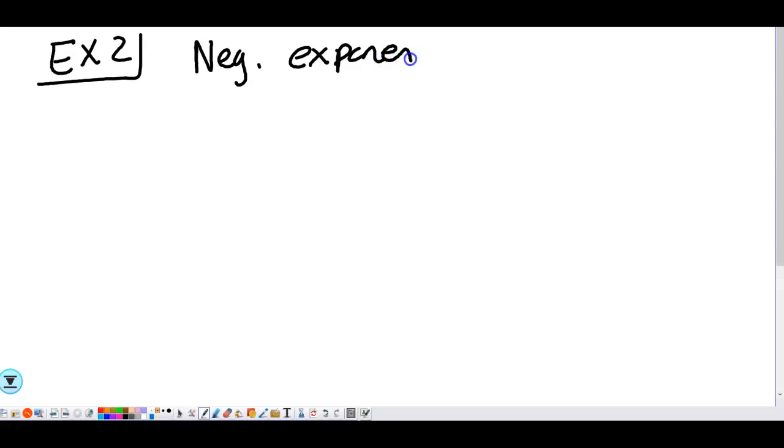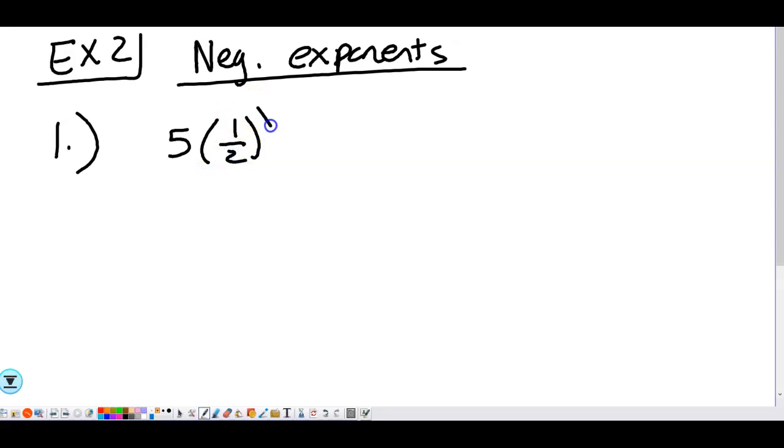Same idea, guys, but we're going to do some examples with negative exponents. So now's where you want to start writing, Hannah. So let's say I have 5 times 1/2 to the x. And let's say that's f of x, right? And we want to find f of negative 3.